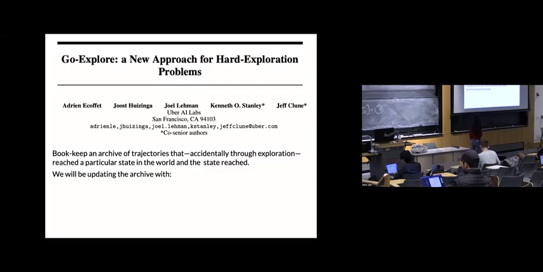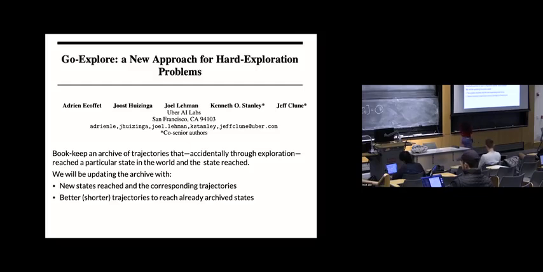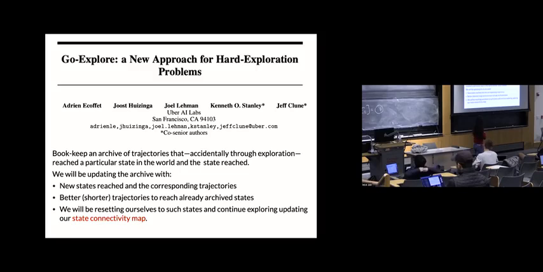Yeah, so what is the big idea here? The big idea is that we're going to have an archive, which is essentially a memory of trajectories, which is essentially nodes and edges. Nodes are the states, edges are the transitions from state to state, okay? And we will be updating this archive, we'll be updating this memory with new states that we reached and their corresponding trajectories. If we find shorter trajectories to get to specific states, that also will be adding. And also we'll be resetting ourselves to those states and continue exploring using our state connectivity map. So essentially just a memory of states and their interconnections.